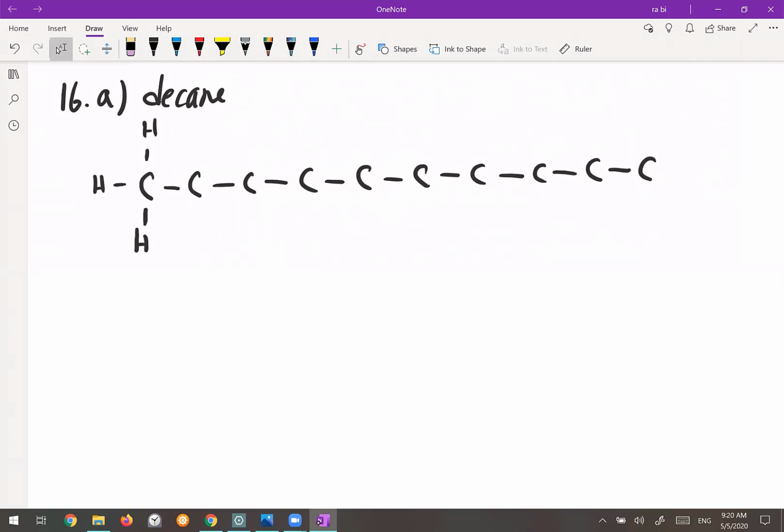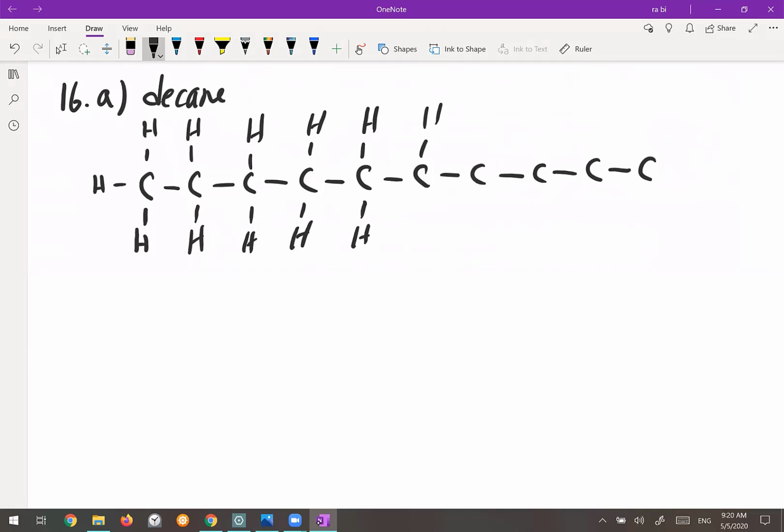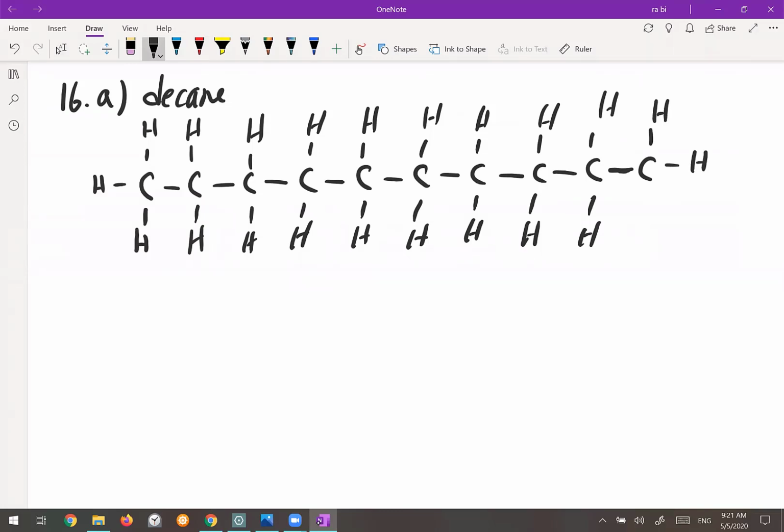The second one needs 2 hydrogens. The next one needs 2 hydrogens. So they need 2 hydrogens till the last one. The last one needs 3 hydrogens because it has only one bond with the carbon. Okay. So the last one needs 3 hydrogens. It has one bond here, so it needs 1, 2, 3 more bonds. So this one is the uncondensed structure formula for decane.